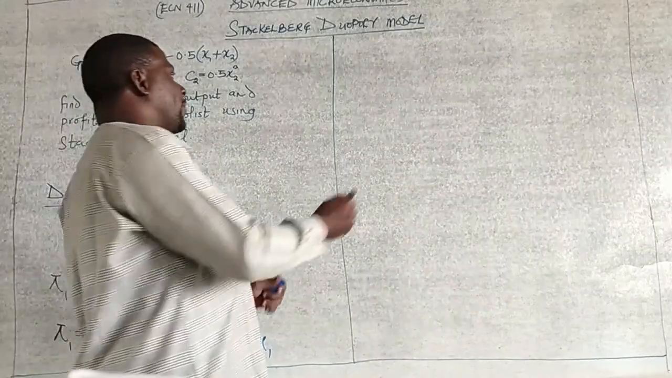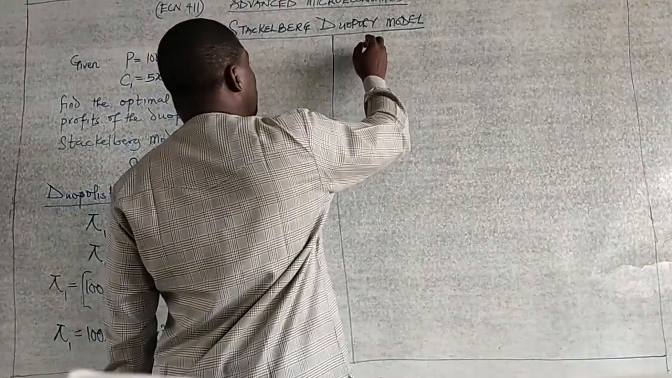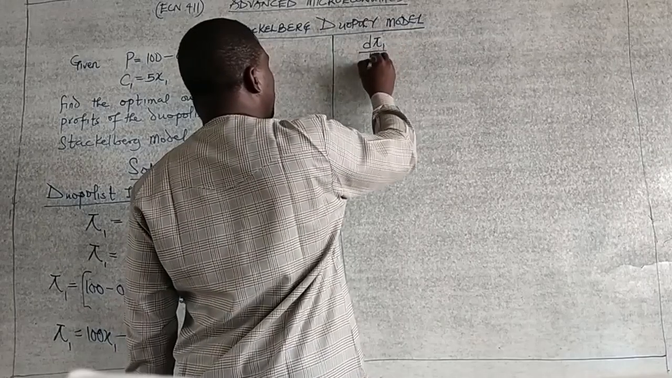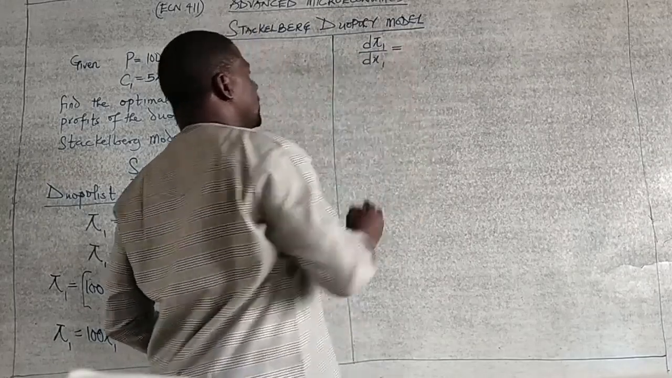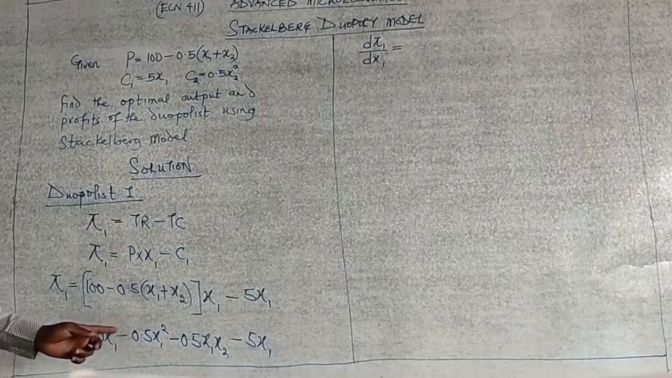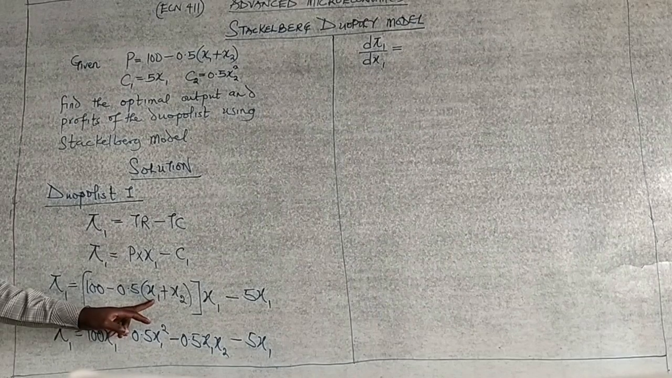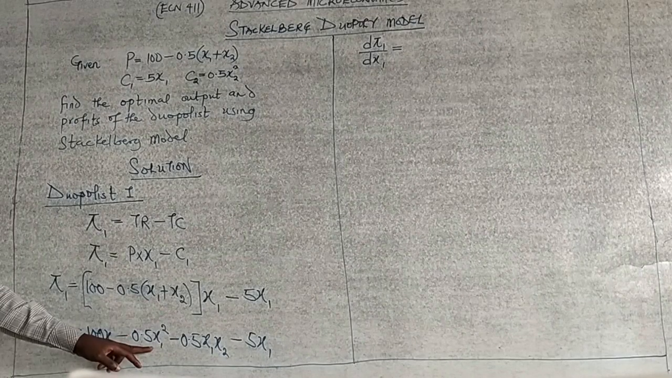So from here now, let's differentiate profit 1 with respect to x1. That is, I want to differentiate what I have here with respect to x1. Can I ask a question? Yes, ask. That x1 squared and the x1, are they not the same? Which x1 squared? Minus 0.5 x1 squared. No. Yes, and minus 5x1.